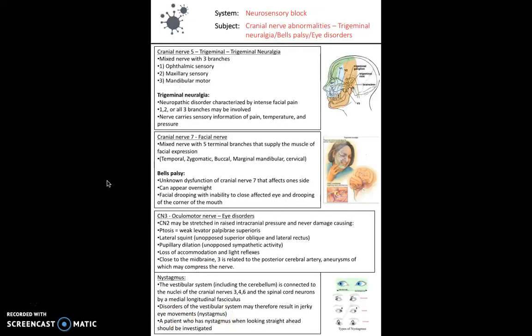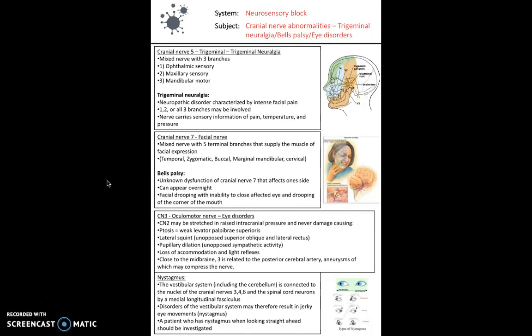Moving on, we look at cranial nerve abnormalities. So these are trigeminal neuralgia, facial nerve palsy, so Bell's palsy, and also eye disorders such as nystagmus. First of all, if we look at trigeminal neuralgia, the trigeminal nerve is cranial nerve number 5, and it's the largest of the cranial nerves. It's got 3 branches. The first one is ophthalmic, the second one is maxillary, and the third one is mandibular. The ophthalmic and maxillary are both sensory, and the mandibular is both sensory and motor.